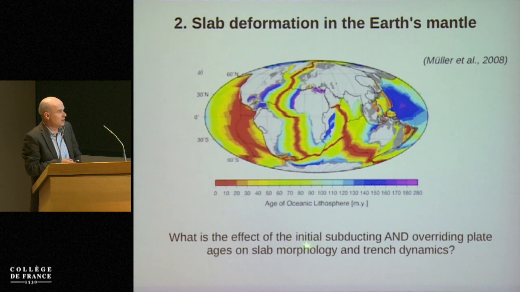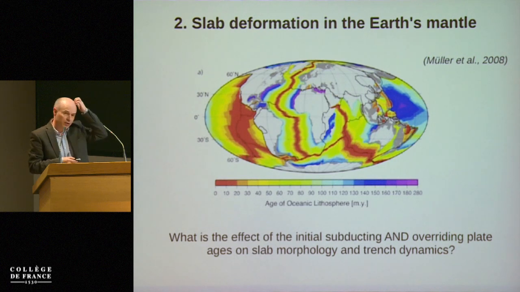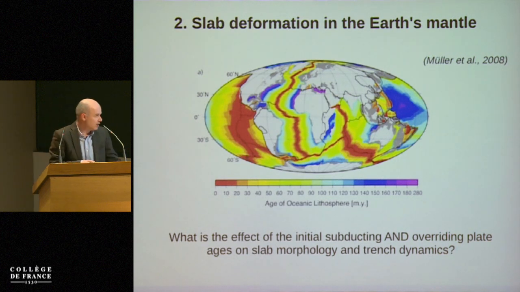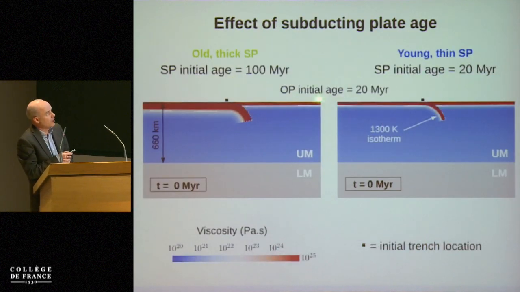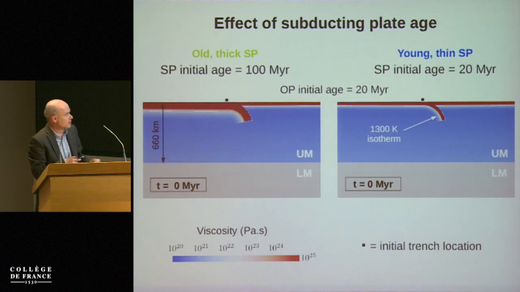So we are going to investigate the effect of only varying the initial subducting plate age or the overriding plate age and see what that does to the resulting slab morphology or trench dynamics. Firstly, we'll look at a case where we've kept the overriding plate age constant, 20 million years, but we've varied the subducting plate age. On the left-hand side we've got an old subducting plate age of 100 million years, and on this side, it's a subducting plate age of only 20 million years.